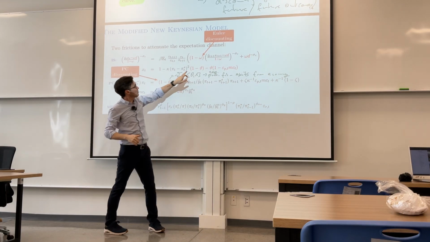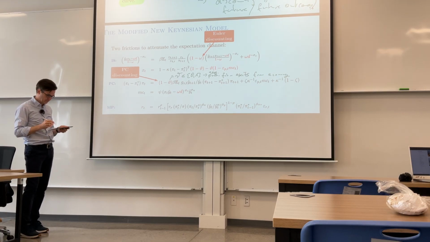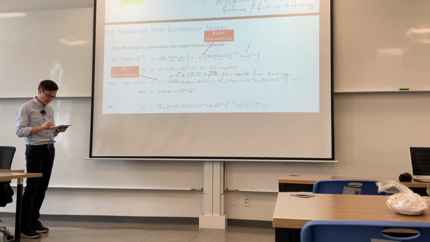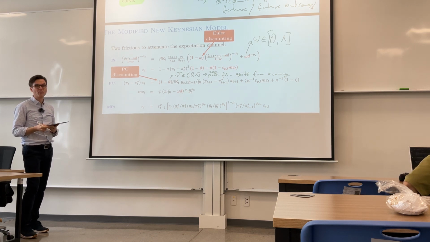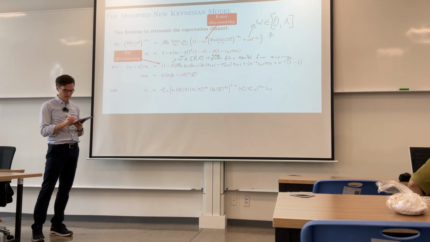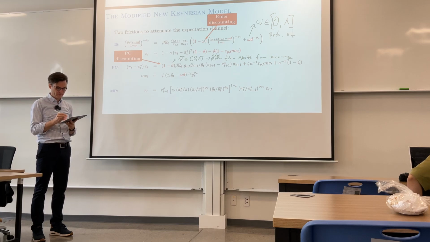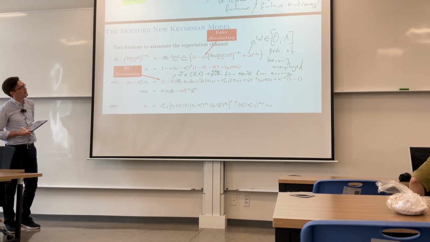Where the discounting now comes in is this one. So omega, let's write this down. Omega can also be between 0 and 1. That is the probability that you are losing your job. So that's the probability of becoming unemployed.